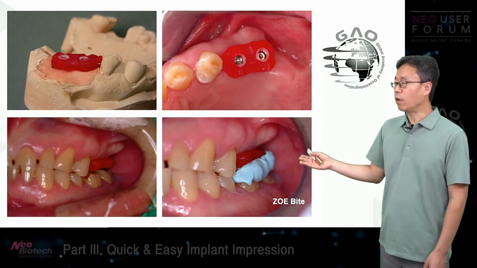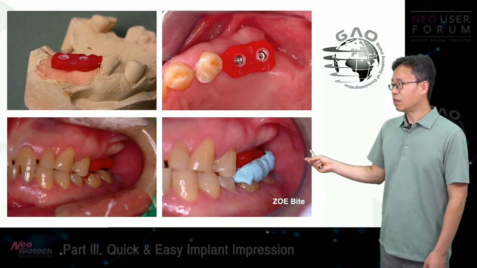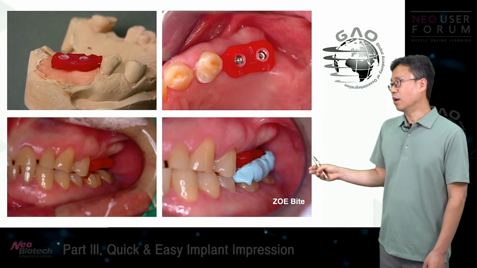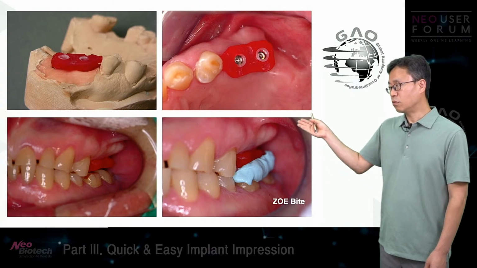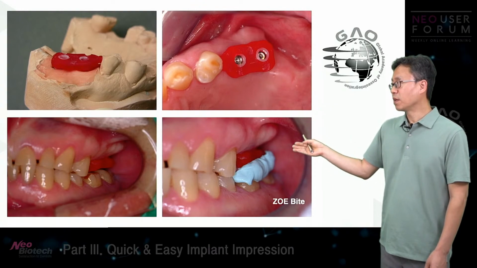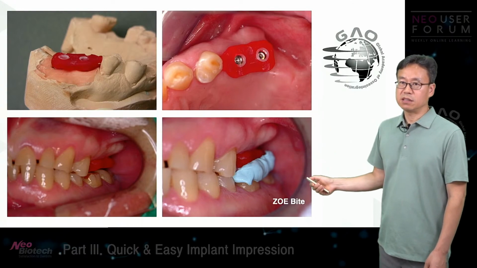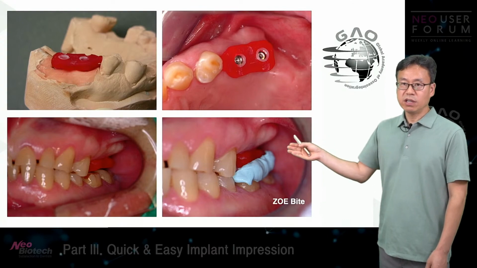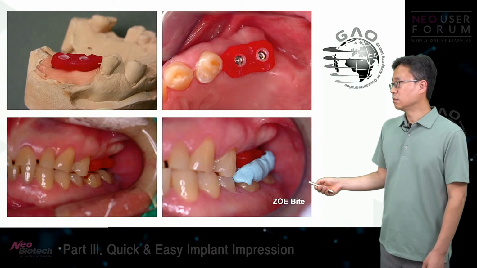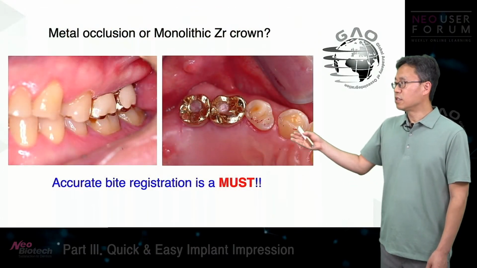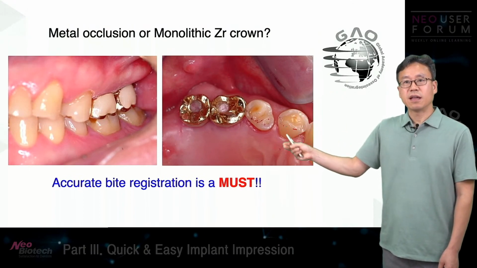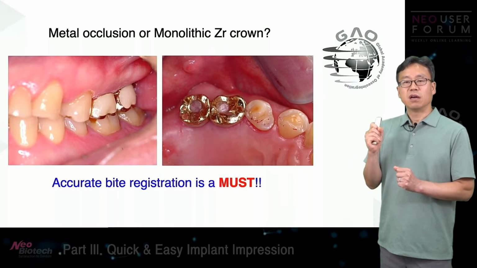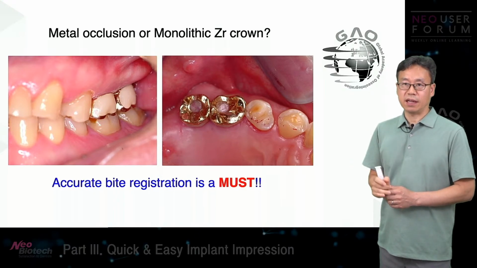You can do either way. I don't really think people use ZOE bite anymore, but I used to use that, which is very accurate. But you can also use pattern resin or any hard acrylic material. So this is pretty much how you can get a very accurate occlusion in one shot.